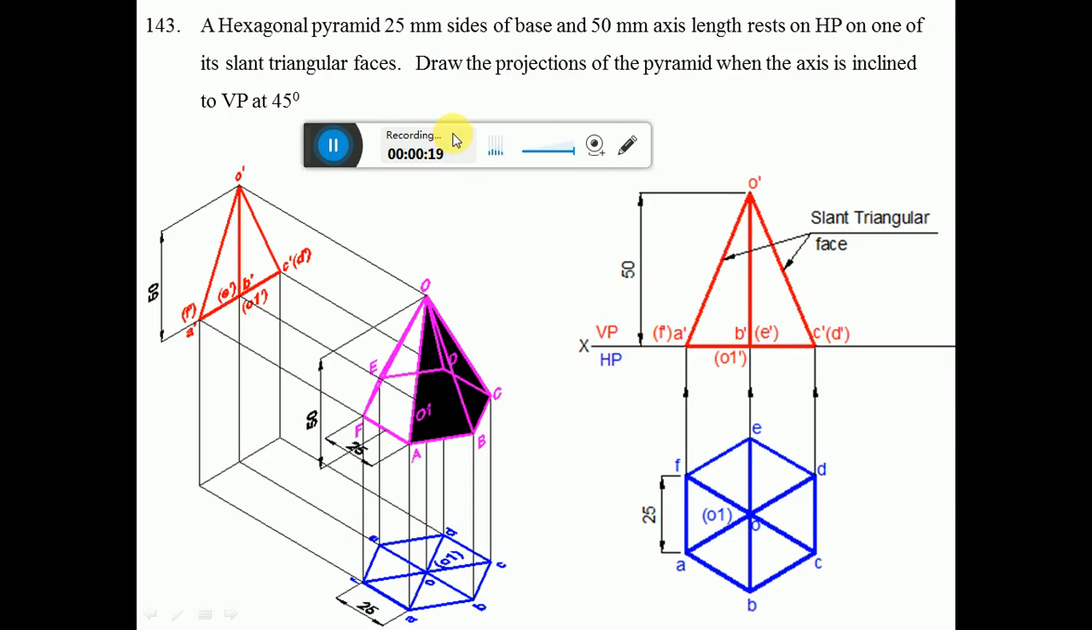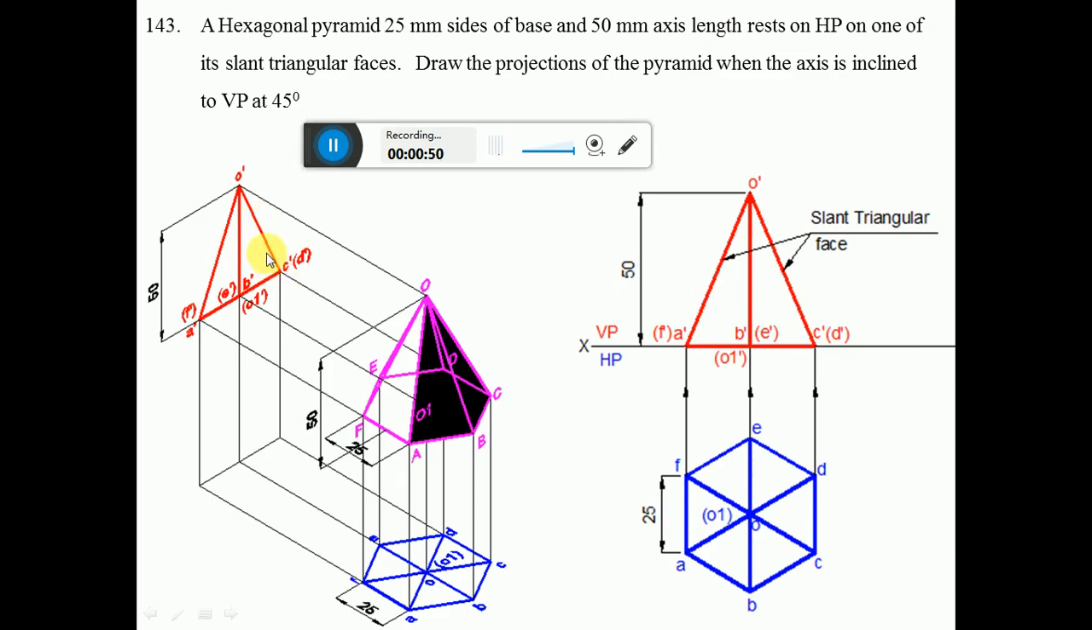Since the hexagonal pyramid rests on HP, obviously the initial position has to be on HP. And it says the slant triangular face has to rest on HP. So that slant triangular face has to be perpendicular to VP. When a surface is perpendicular to VP, in VP you are going to get a line.